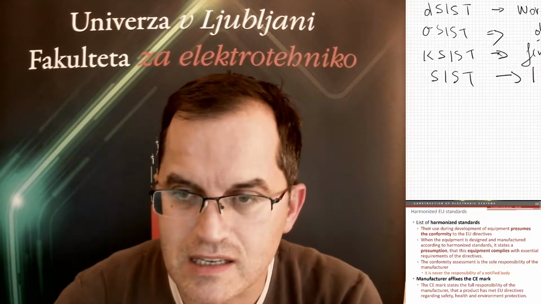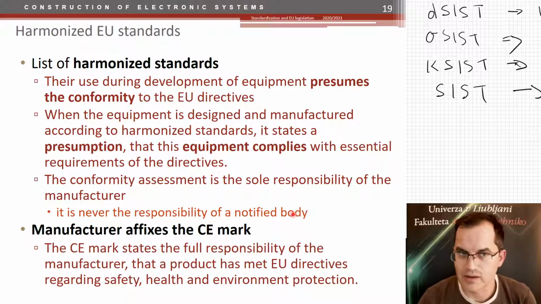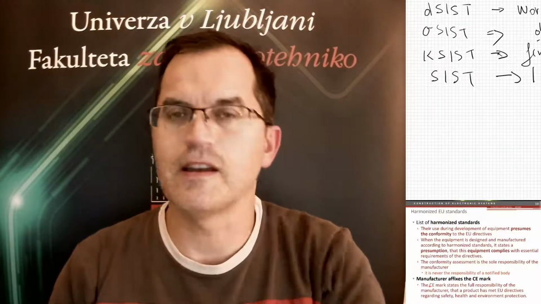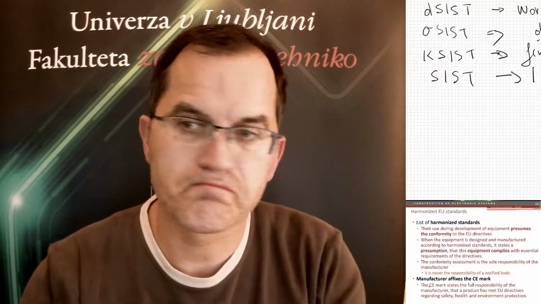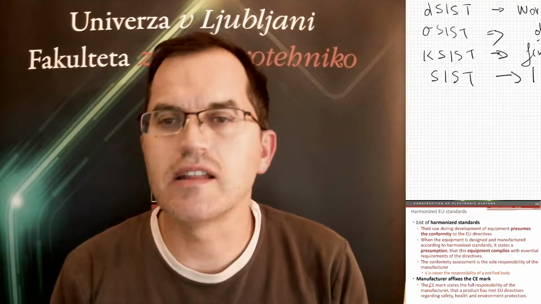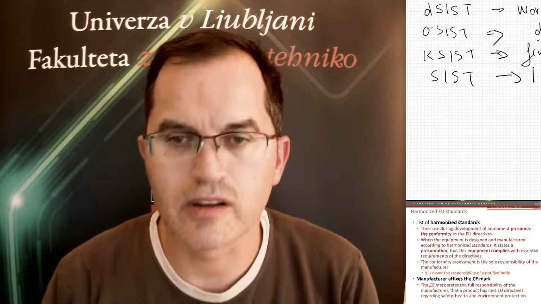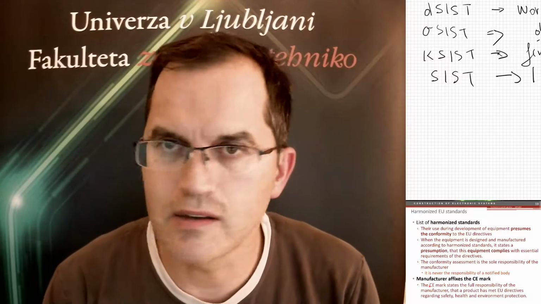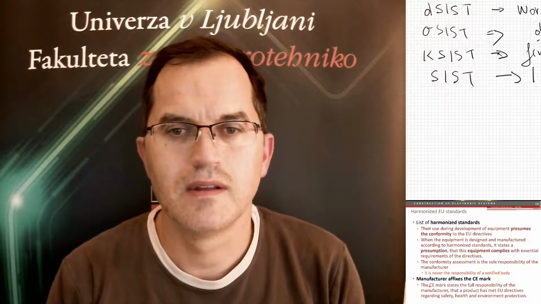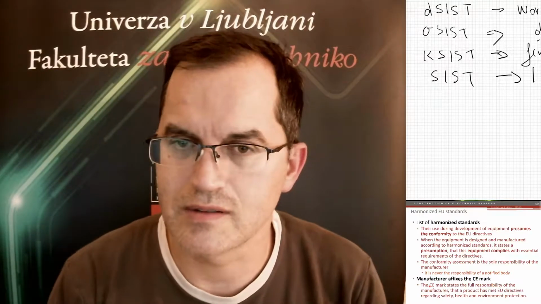So the conformity assessment is never the responsibility of the notified body, which is also important, because if you get a certificate from SIQ, for example, and they tell you, okay, your product is perfect, it's great, who is then responsible for the other 10,000 products you are producing next year? It's not SIQ, it's you. It's the company, the producer, the manufacturer. So you got a certificate for a single product, not for the other 100,000.